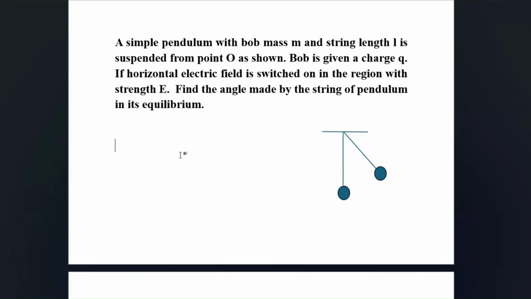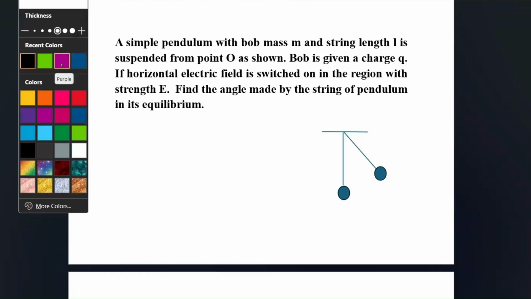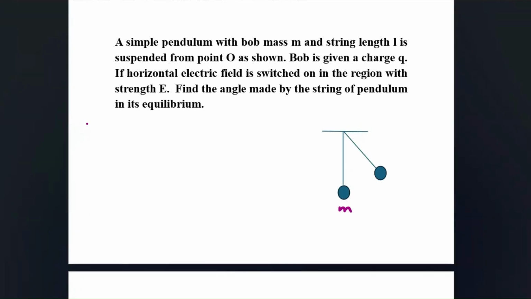ఇక్కడ ఏం చేసాం? A simple pendulum is given. The simple pendulum mass is how much? ఎంత ఇచ్చారు అక్కడ? M. The mass of the simple pendulum is M. నేను అసలు ఇంకా చాలా కాన్సెప్ట్ చెప్పుకుందాం అనుకున్నాం. No problem. Simple pendulum mass is M and string length is given as L and suspended from point O as shown. Bob is given a charge Q. ఇక్కడ ఏం ఇచ్చారన్న? Charge Q ఉందట, plus Q, positive charge. If you see in the problem, if you find Q, it is plus Q, remember.